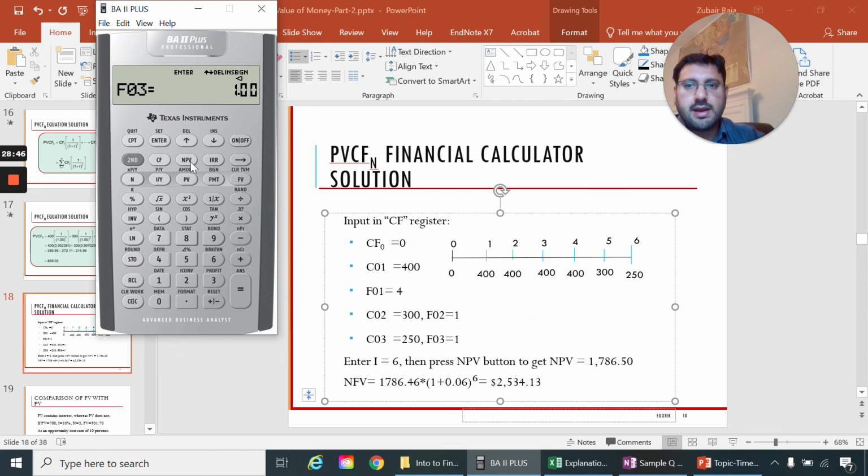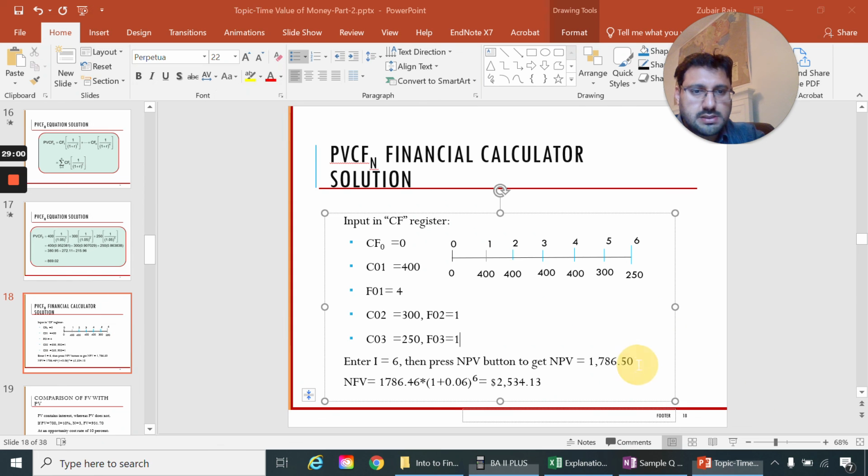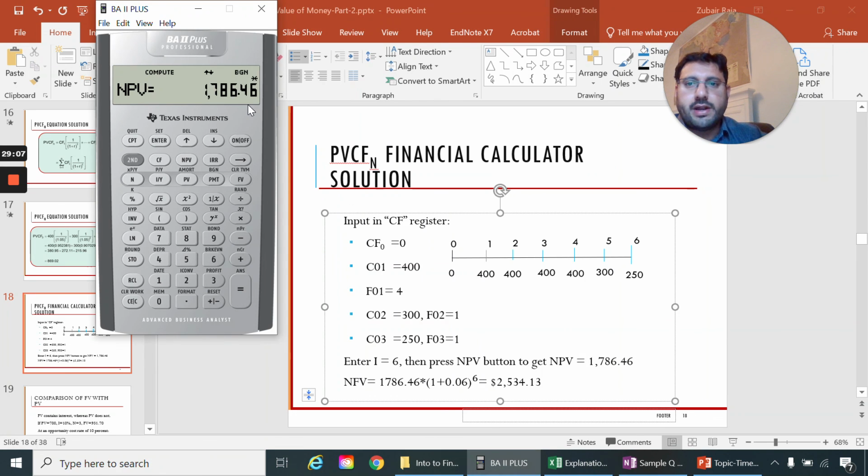Now go into the NPV button. Press 6, not 0.06, 6. Enter and compute. Is this the same thing? 1786.46, not 50. It's 46. Just let me change. 46, right? So this is 0.46. Now, this is how you find the present value. Net present value just gives you the present value of these uneven cash flows.